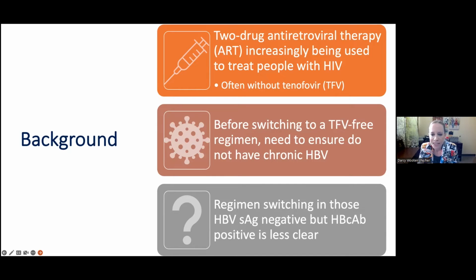Long-acting cabotegravir-rilpivirine is obviously a very exciting regimen for many of our patients. The guidelines are very clear that if a patient has chronic hepatitis B, we of course should not be using this regimen, since it doesn't have activity against hepatitis B. But it's not clear what we should do if patients have positive hepatitis B core antibody, and whether there are any issues if we switch those patients to cabotegravir-rilpivirine. And so that's what we tried to look at in this study.